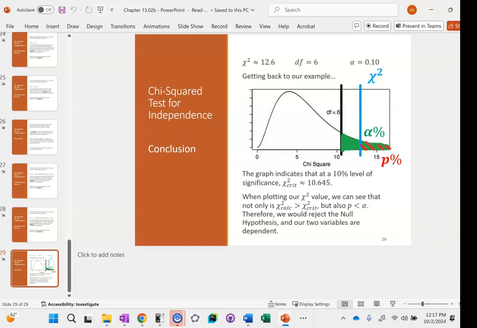Notice that I have an extra column and row for the totals. Those are not part of the observed counts. Everybody's okay with that?